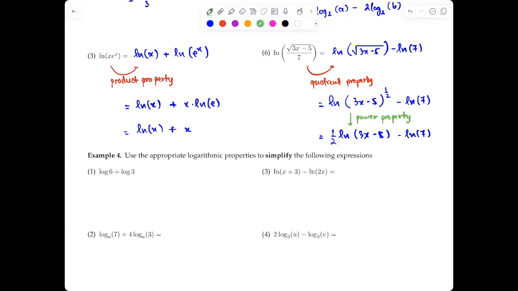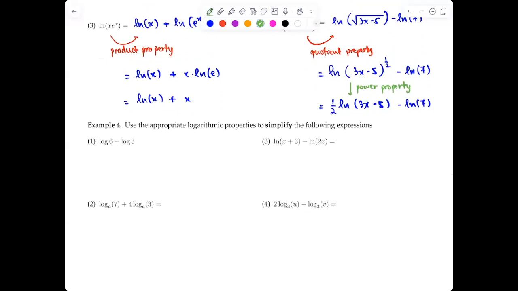For the last two exercises, you were given a single logarithm, and you wanted to expand into multiple logarithmic expressions. Now, in the next exercise, you do the reverse process. You are given multiple logarithmic expressions. Can you combine them together into a single logarithm? The first one is log of 6 plus log of 3. When you see log only, that means this is log of base 10.